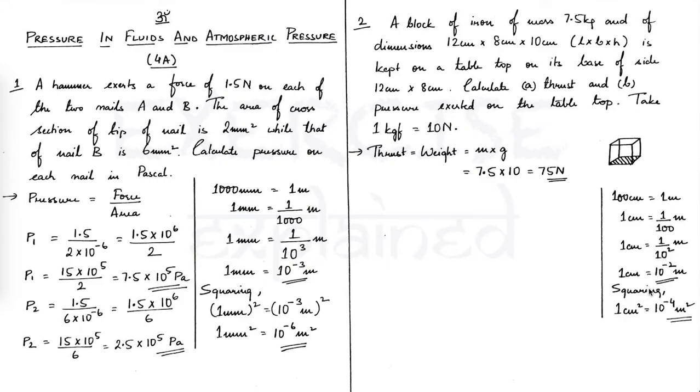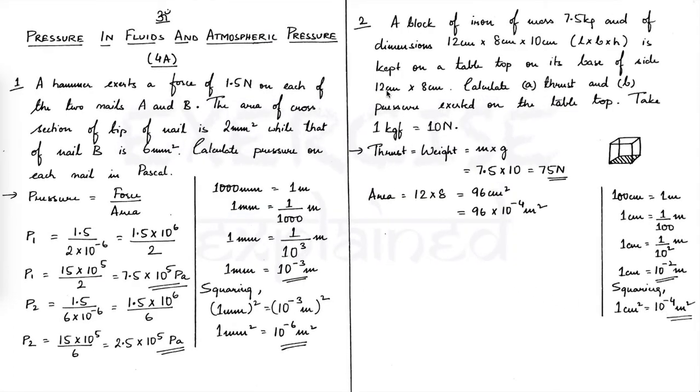Now we square on both sides. As soon as we square on both sides, I get 1 centimeter square is equal to 10 to the power of minus 2 square, which is 10 to the power of minus 4. So we get 1 centimeter square as 10 to the power of minus 4 meter square. Now I would be finding the area of the base, that is 12 centimeter into 8 centimeter, that is 96 centimeter square. Now centimeter square to meter square, for converting we multiply by 10 to the power of minus 4. So we get it as 96 into 10 to the power of minus 4 meter square.